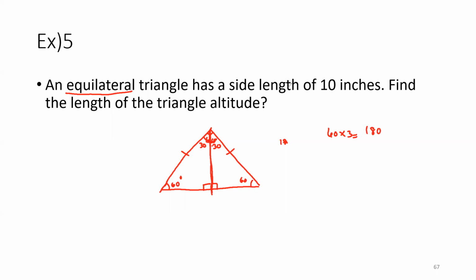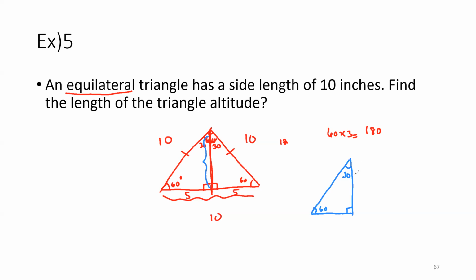And then they also say it has a side length of 10 inches. So each side is 10 inches. So this is 10, this is 10. And if this whole thing is 10, that means this length here has to be 5, and this length is 5. So what we're going to do is find the length of this altitude. If you want, you could split it into two triangles. It is technically two triangles. So this is 90, this is 60, this is 30, right?